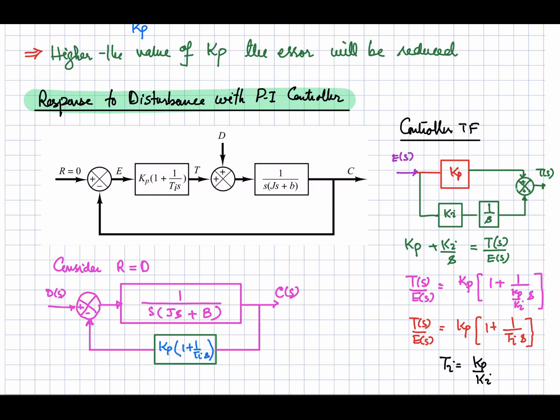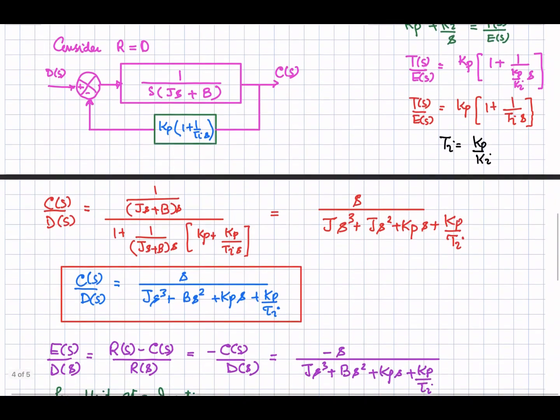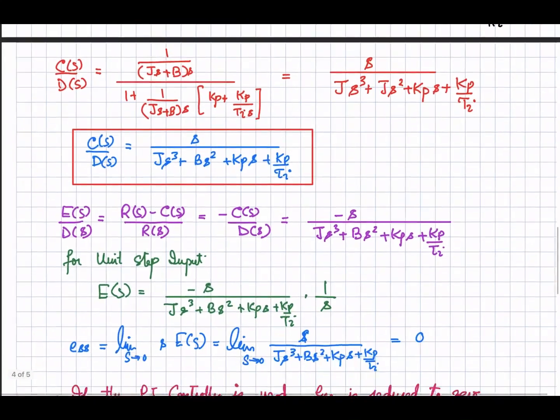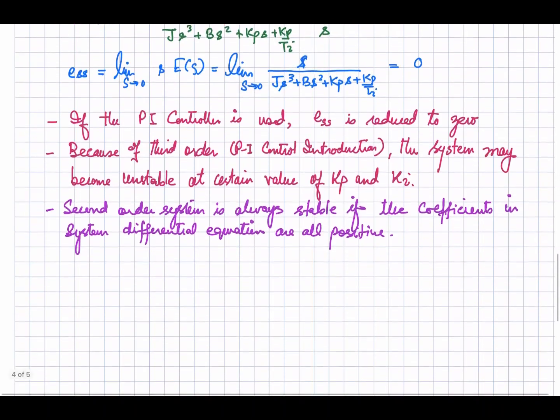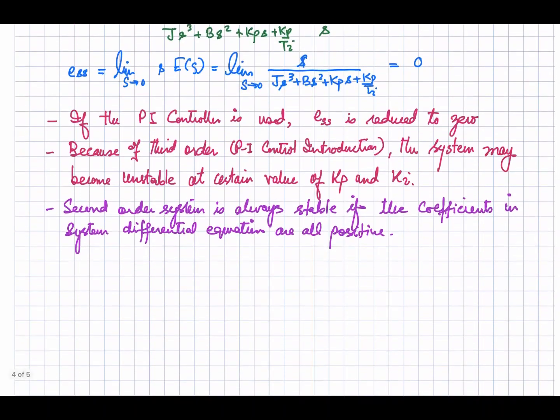But if you have a third order system, the positive coefficients along with this Kp and Ki may not guarantee complete stability. There may be roots in the right half plane that can make your system unstable. So for certain values of Kp and Ki in the third order system, you can observe instability in your system.